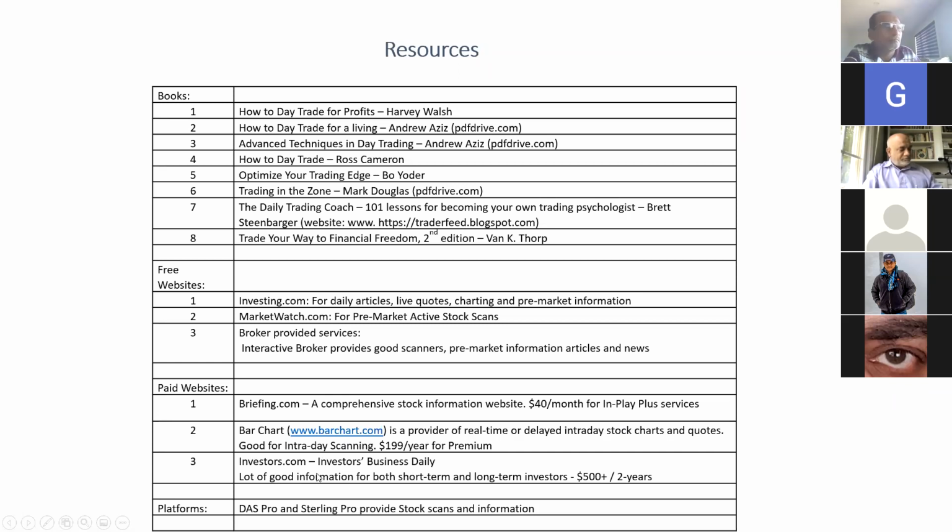From the long-term point of view, I'm a subscriber to Investor's Business Daily, investors.com, excellent articles. Right now they're $500 for 2 years of service, but it's worth it. Apart from Sierra Chart, you can use DAS Pro and Sterling Pro, which provide a good, faster platform, stock scans and information. All right, that's pretty much it.